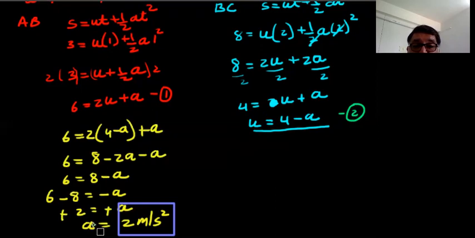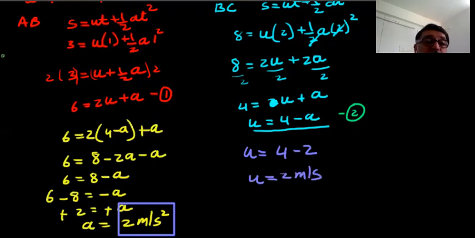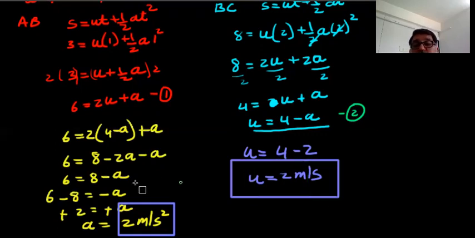Now let's take the value of acceleration and substitute in equation number 2, so we can find what is our initial velocity u. That is what we need. Initial velocity u equals 4 minus 2. So initial velocity equals 2 meters per second. So initial velocity is 2 meters per second and acceleration is also 2 meters per second square.